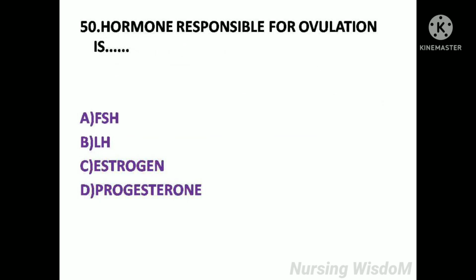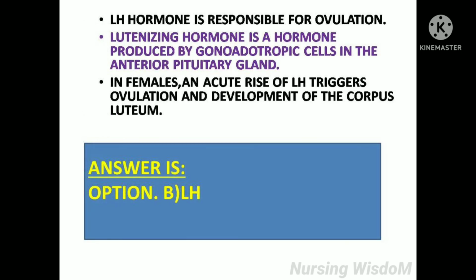Next question. Hormone responsible for ovulation is option A, FSH, option B, LH, option C, estrogen, option D, progesterone. LH hormone is responsible for ovulation. Luteinizing hormone is a hormone produced by gonadotrophic cells in the anterior pituitary gland. In females, an acute rise of LH triggers ovulation and development of the corpus luteum. So here the answer is option B, luteinizing hormone.